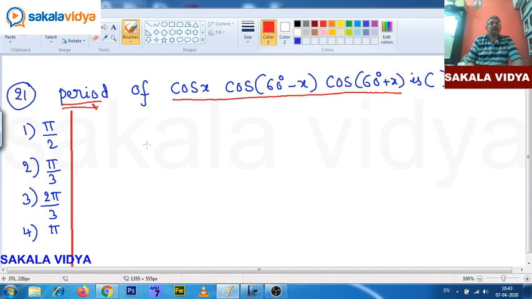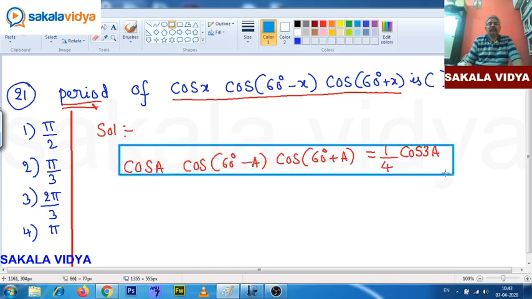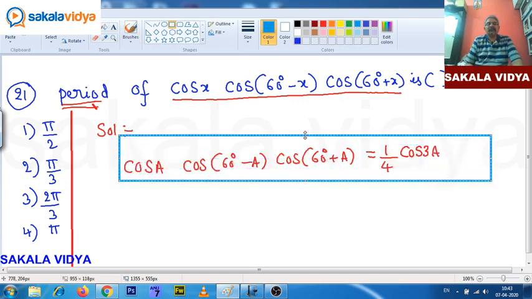So now here, see, we have one result already studied: cos A cos 60 minus A cos 60 plus A is equal to 1 by 4 cos 3A. This is a very important formula. So we need to remember this. This will be useful for this problem.